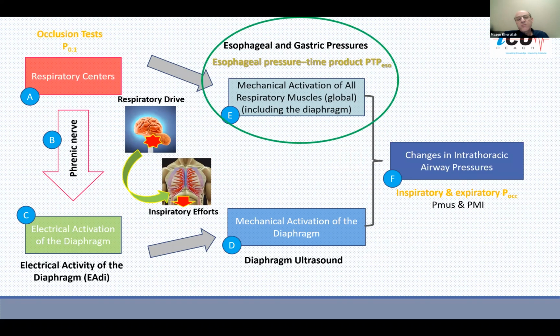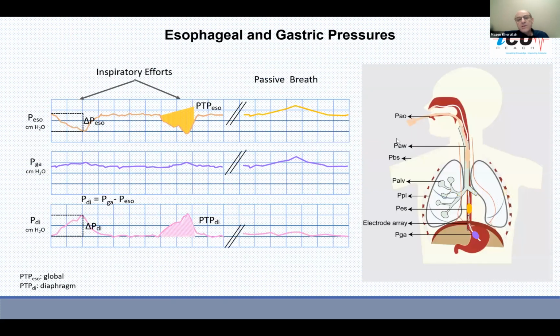Then we can look at the esophageal and gastric pressure. Again, you need the catheter, an esophageal probe inserted, to look at the esophageal pressure. Here we're looking at the esophageal pressure. This is the drop in the esophageal pressure, and I'm going to explain this in the next slide. At the same time, we're looking at the gastric pressure. And of course, if you have a measurement across the diaphragm, you can have the transdiaphragmatic changes in the pressure, which is esophageal pressure minus gastric pressure.